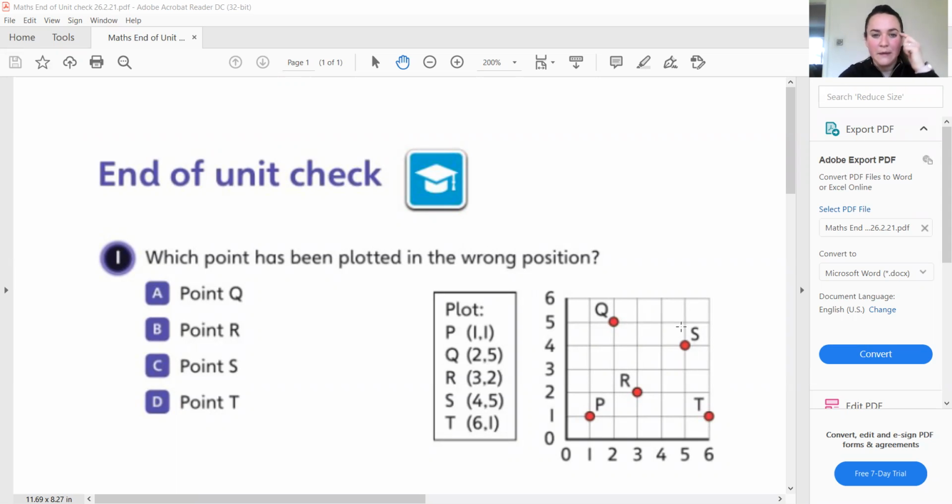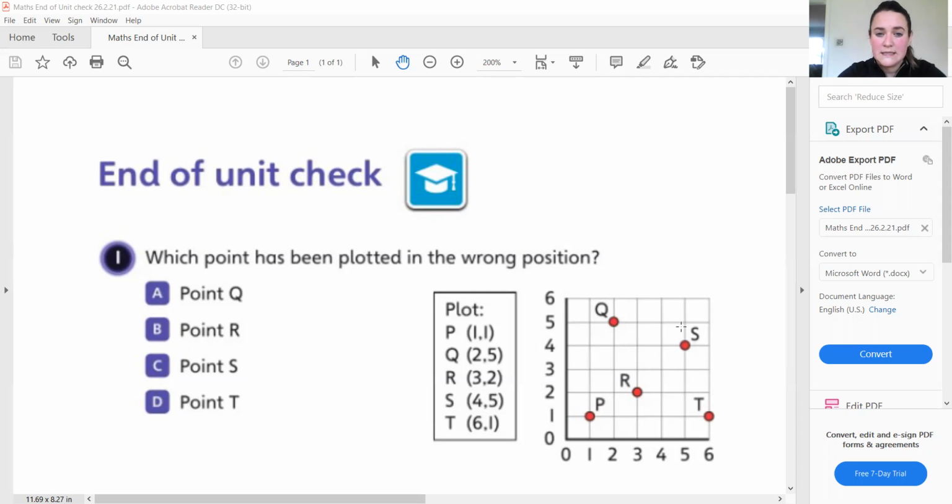Really well done. Okay, so today is going to look slightly different because we've reached the end of our unit now on position and direction. Because we've reached the end of it, we're going to do the end of unit check today. So the end of unit check is a little bit of a review, a little test to see how well you've done, and see how much you have remembered, how much of that knowledge has become sticky knowledge in your minds.